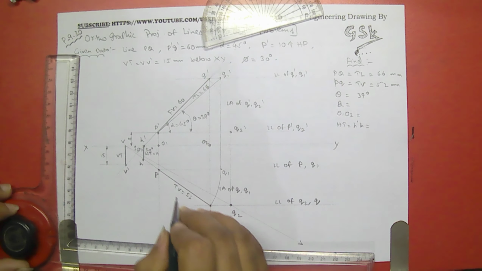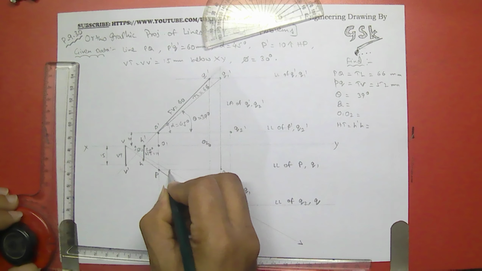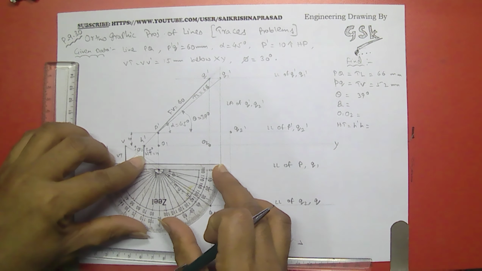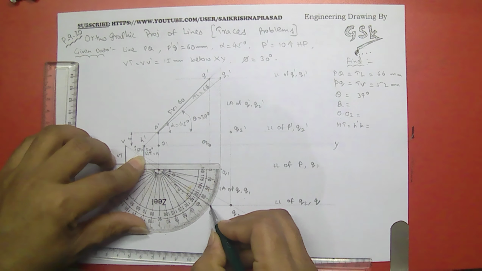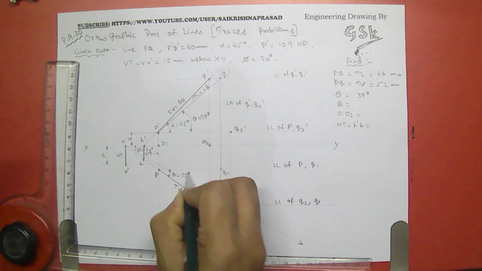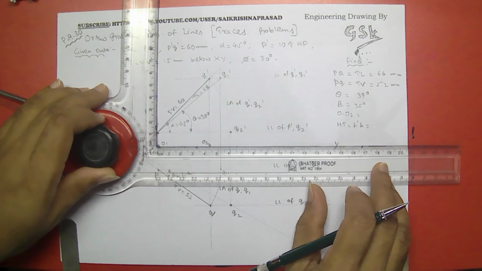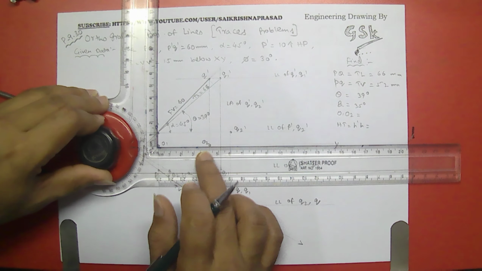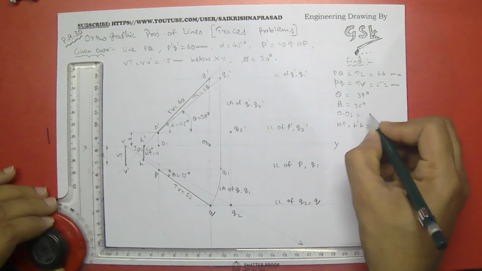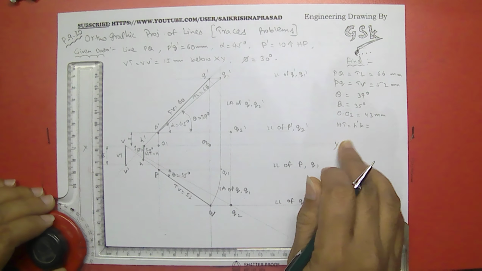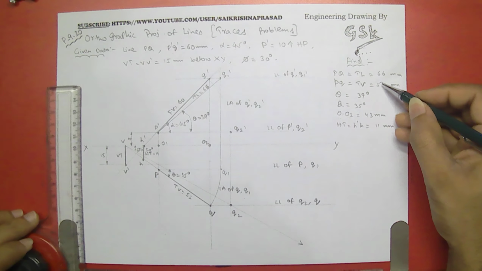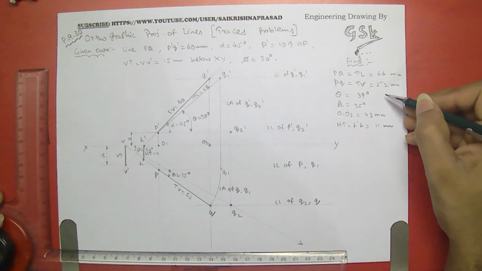Next I have to calculate the beta also. This is the beta. The beta over here is 35 degrees, and the distance between O1 O2 is 43. So this is 43 mm, and H dash is 11 mm. So we got all the other data that the question asked us to find out.